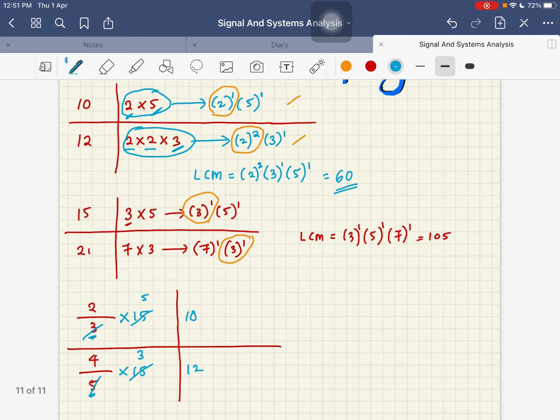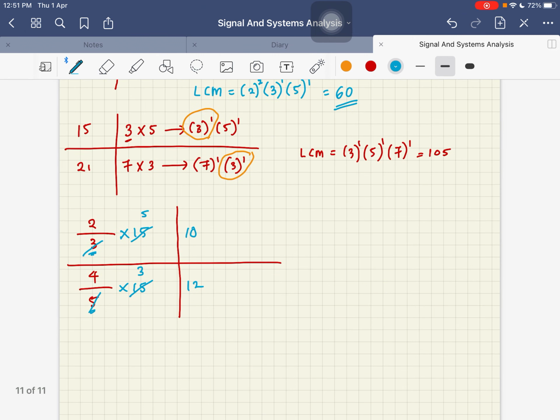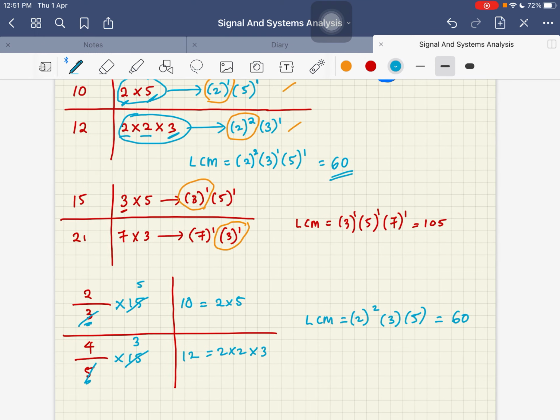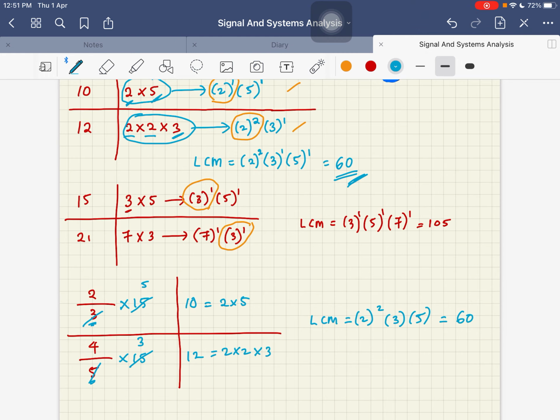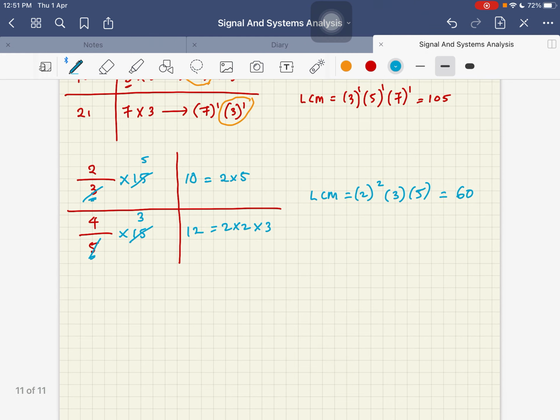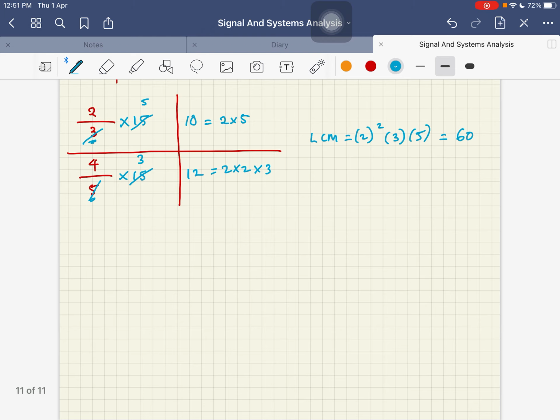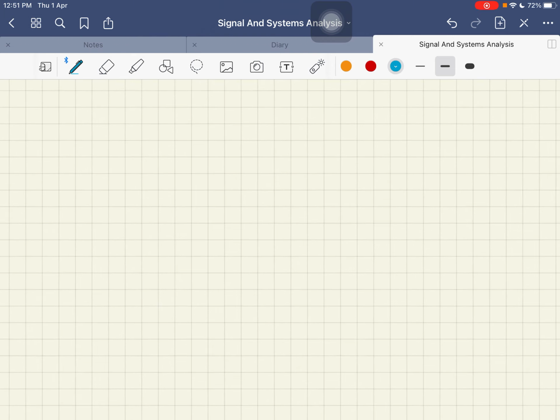So now we have a case similar to the first case. In this case it is 2 times 5, and here it is 2 times 2 times 3. So if we do just like before, the least common multiple will be 2 to the power of 2, and then we have 3 and we have 5, so it will be 60, right? Just like this one.